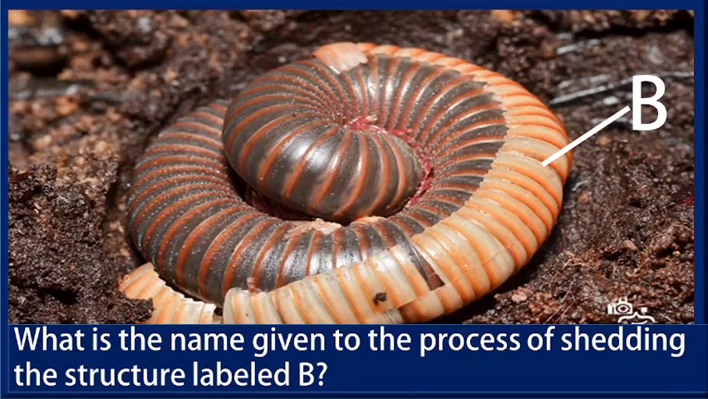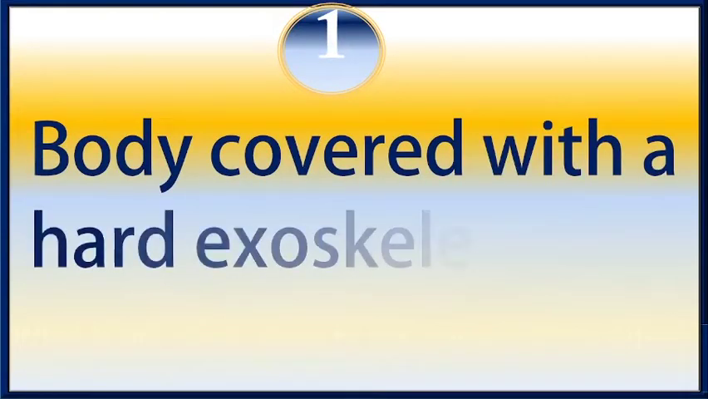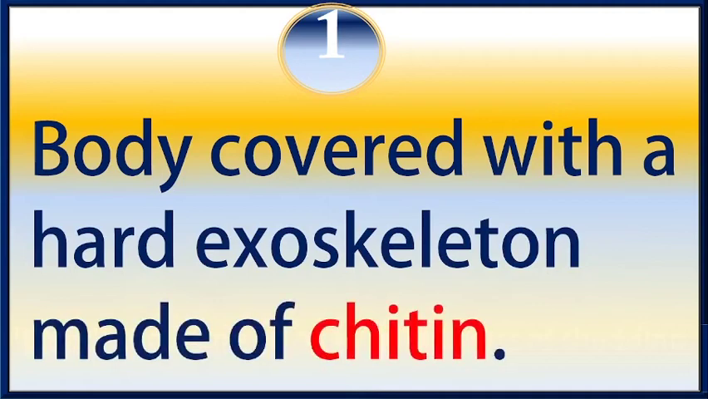The organism in the photograph is a millipede. The structure labeled B is an exoskeleton, and the process of shedding structure B is known as molting. Which brings us to the first characteristic of arthropods. Arthropods have bodies which are covered with a hard exoskeleton that is made of chitin.